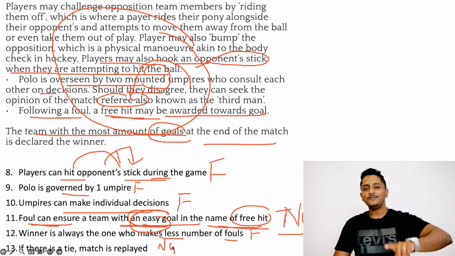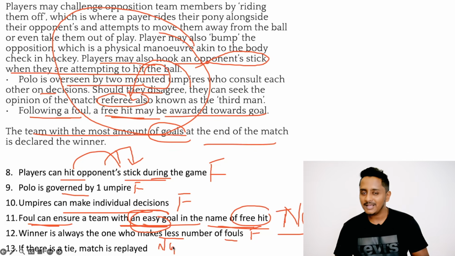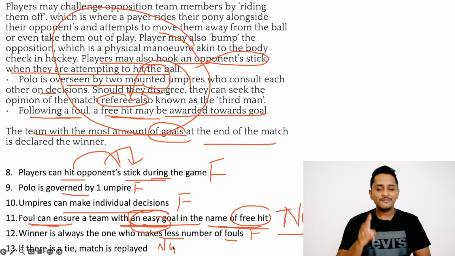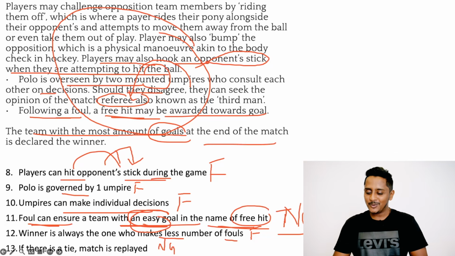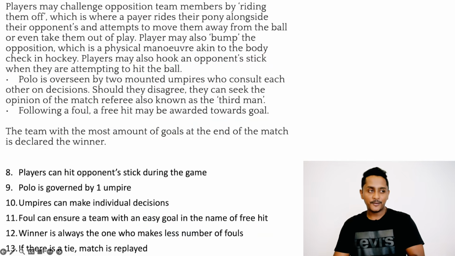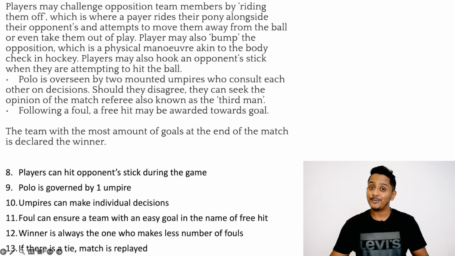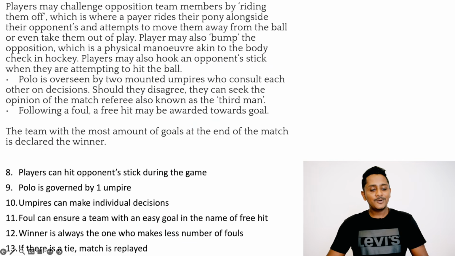8th one false, 9th one false, 10th one false, 11th one not given, 12th one false, 13th one not given. Keep a track of the mistakes you're doing. I hope you are enjoying, hope you are learning. It's not about just getting 25 out of 25, it's about getting the right approach. Alright, we go to the next one.